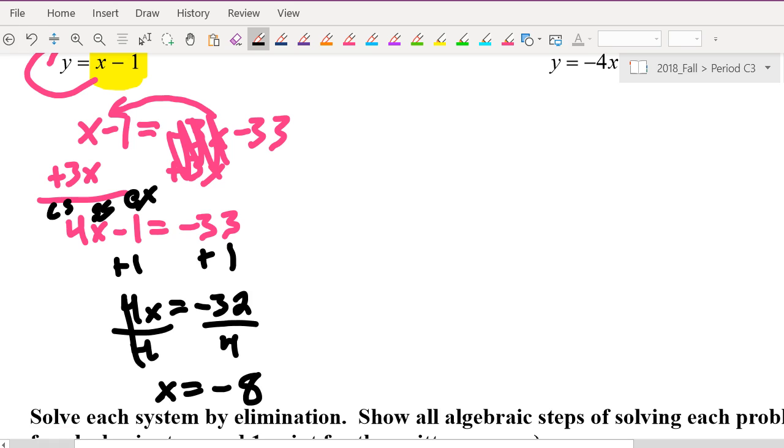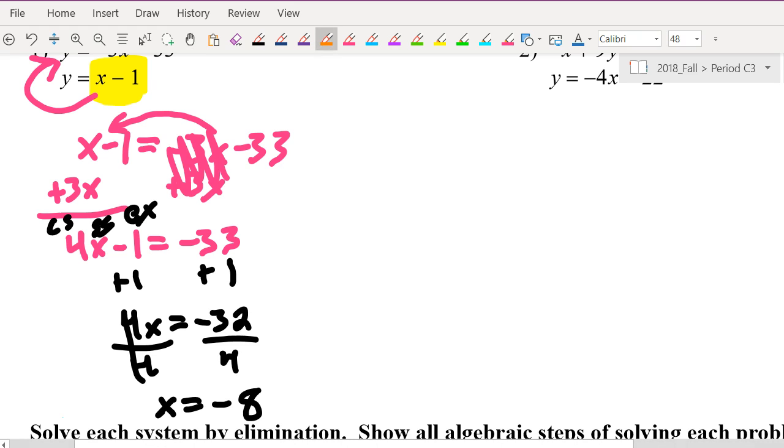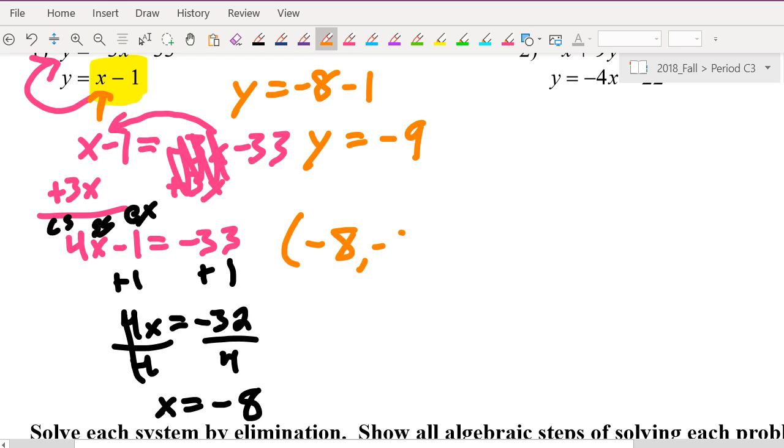Alright? And then, we're not done. I just figured the second one because y equals negative 8 minus 1. Right, so we need to put this x inside. Y equals negative 8 minus 1, which makes negative 9. Now, you're not going to leave your answer like this. You have to write it as an ordered pair: negative 8, comma, negative 9.